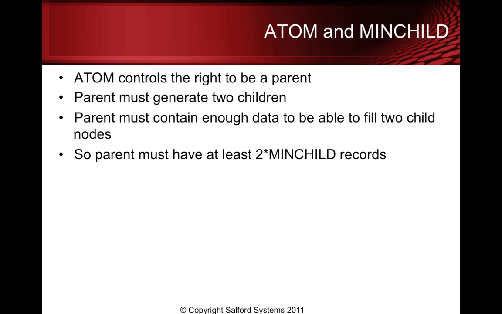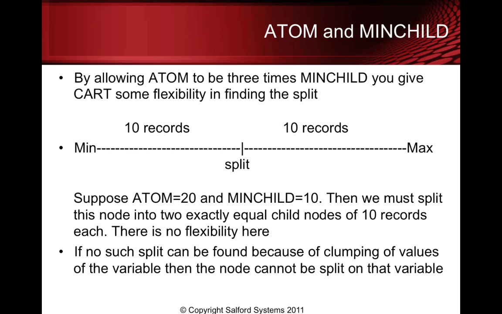So as we said before, ATOM controls the right to be a parent. The parent must generate two children. The parent must contain enough data to be able to fill the two child nodes, so the parent must have at least 2 times MINCHILD records. So look at the following example where we've got 20 records in the data set. If we've set ATOM equal to 20 and we've set MINCHILD equal to 10, then we have a chance of splitting this node into two children. But if we're going to do that, then we're going to need to set our split point so that exactly 10 records go to the left child and exactly 10 records go to the right child. Any other division of the data is not going to succeed, and therefore we won't have a successful split.